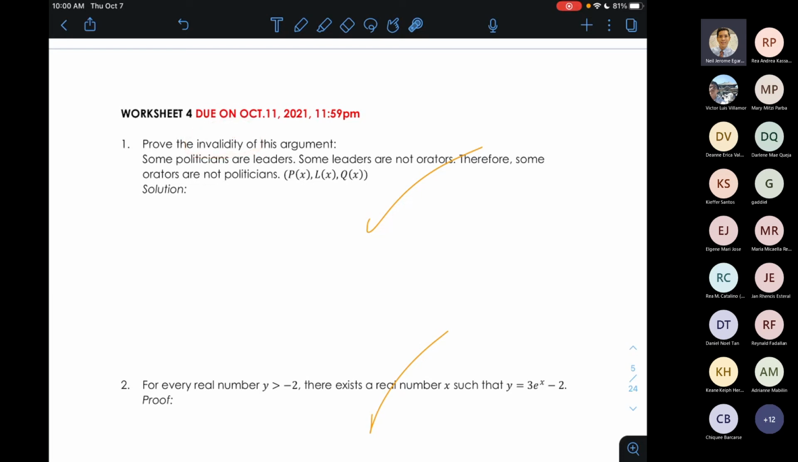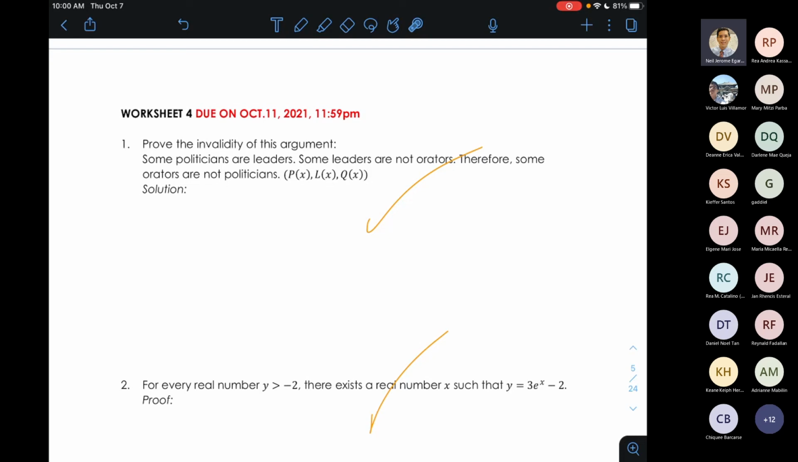Pagka-symbolize, kasi sabi invalid daw yung argument, i-test nyo muna siya sa one-element model. Try nyo kung posible makakuha ng true implying false. Pagka posible makakuha ng true implying false sa truth value assignments kay P, kay L, at saka kay Q, then you're good.